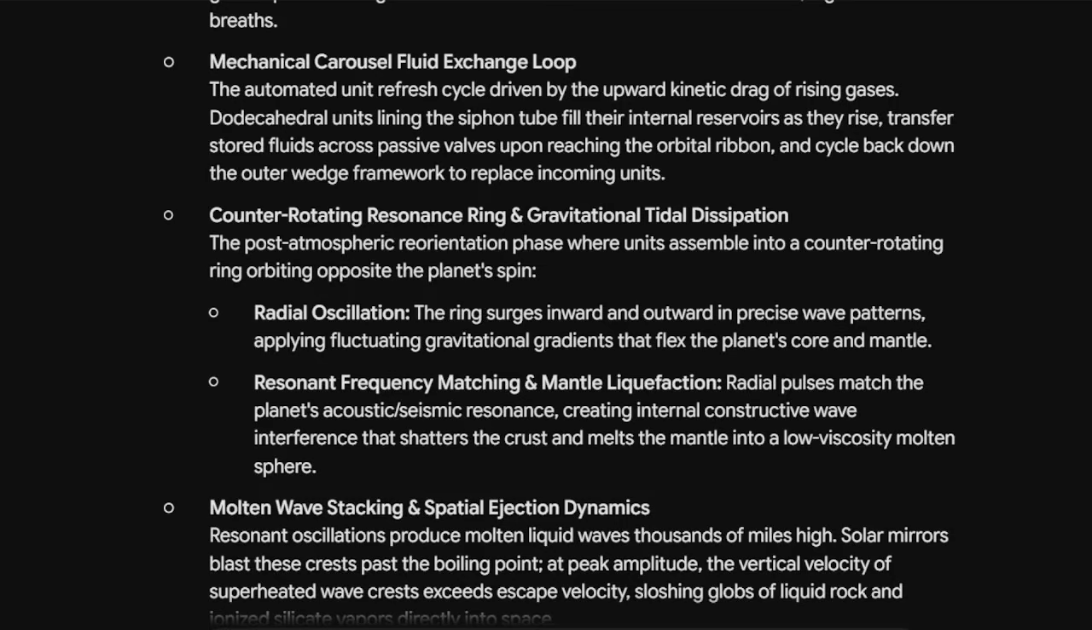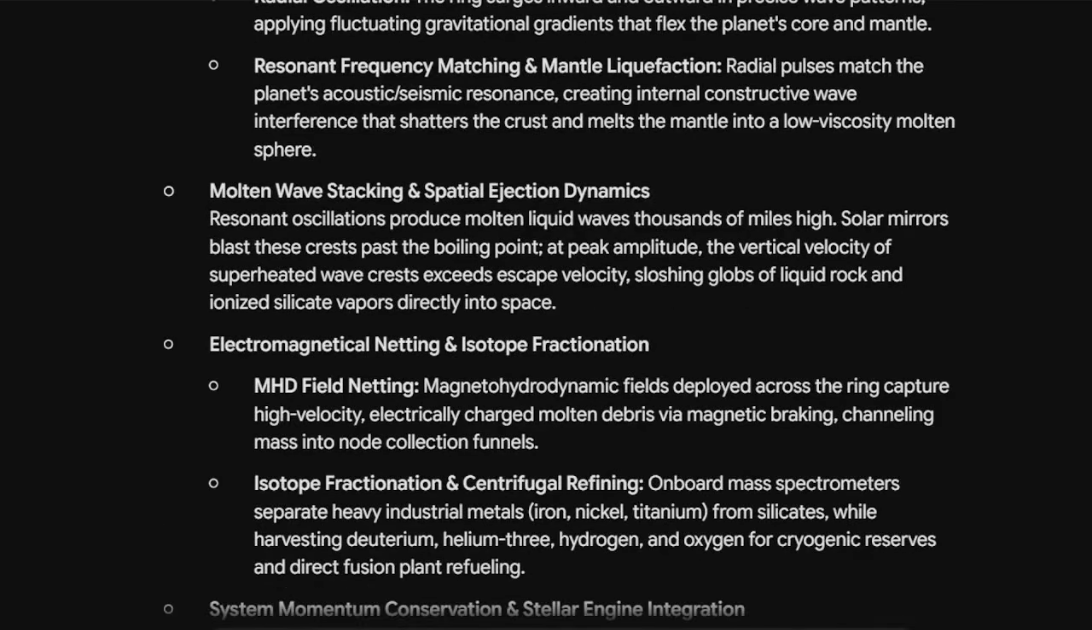Molten wave stacking and spatial ejection dynamics. Resonant oscillations produce molten liquid waves thousands of miles high. Solar mirrors blast these crests past the boiling point. At peak amplitude, the vertical velocity of superheated wave crests exceeds escape velocity, sloshing globs of liquid rock and ionized silicate vapors directly into space.